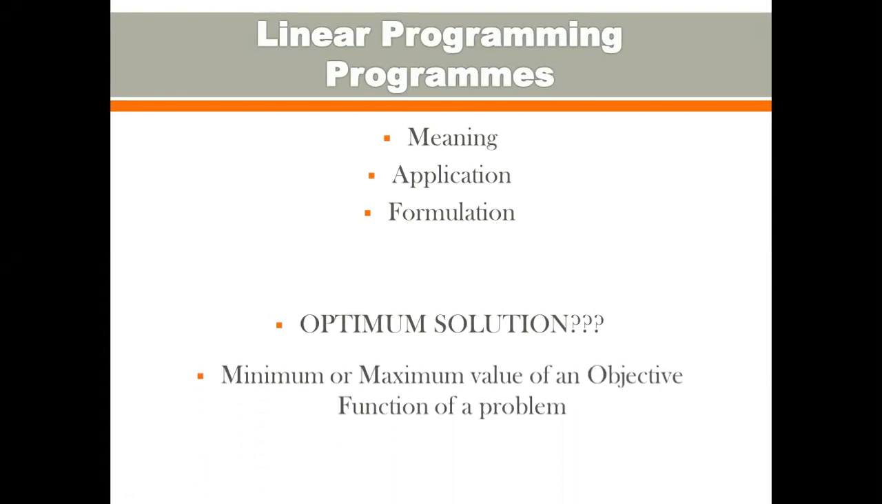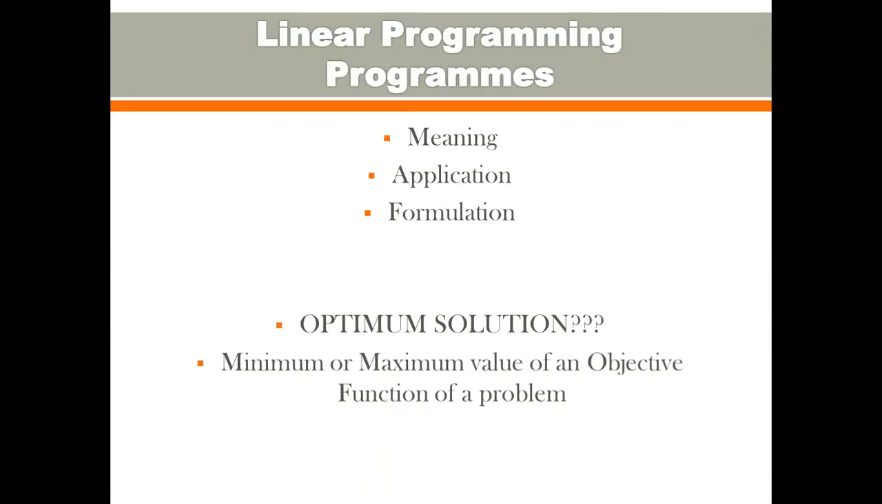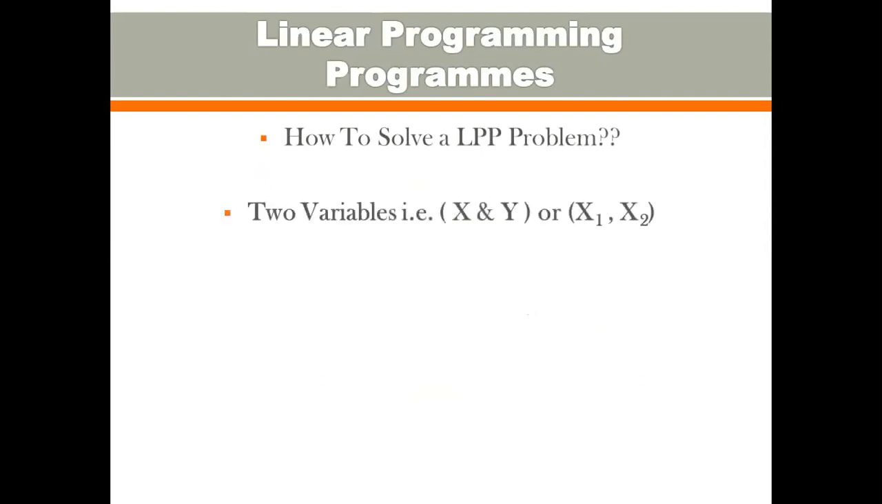Yes, you are correct. The minimum or maximum value of an objective function of a problem is called the optimum solution. But the question is, how do we solve a LPP problem? Well, there are different ways to solve these problems. Now, in your syllabus, as I've told you, you will be having sums related to only two variables, that is x and y, or you can also take x1, x2.